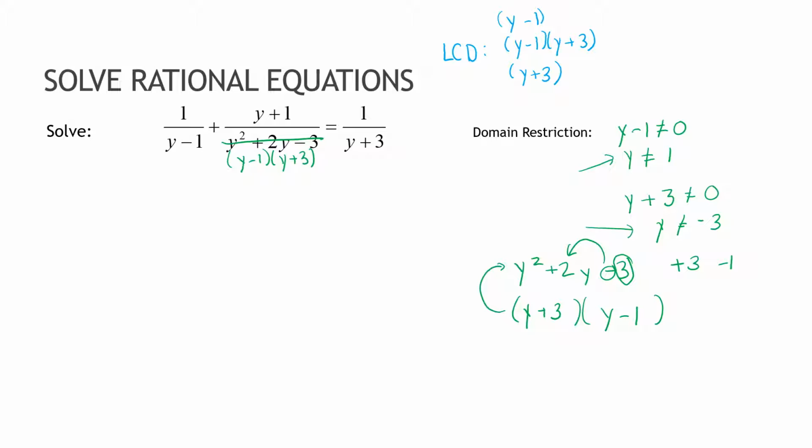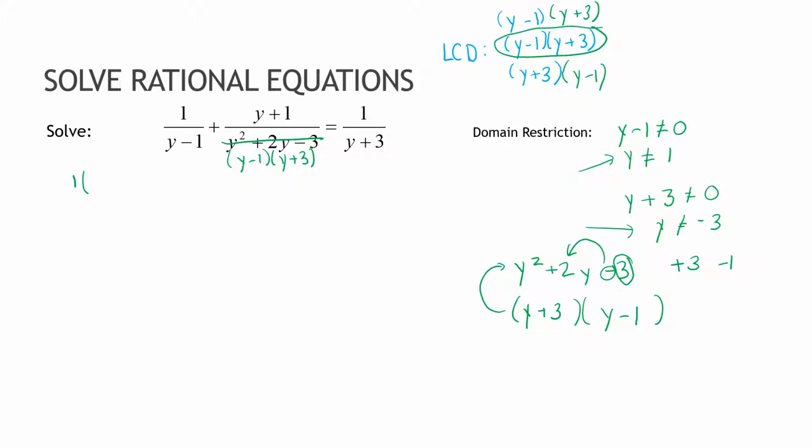Well, if I took this times y plus 3, well then it looks the same as the middle. And if I took this times y minus 1, then it looks the same as the middle. So this is my least common denominator. And so what I'm going to end up doing is I'm actually going to multiply all three fractions by the least common denominator. Here's how this is going to look.